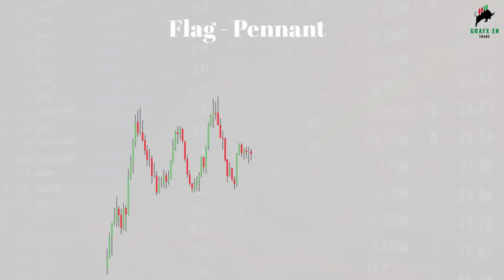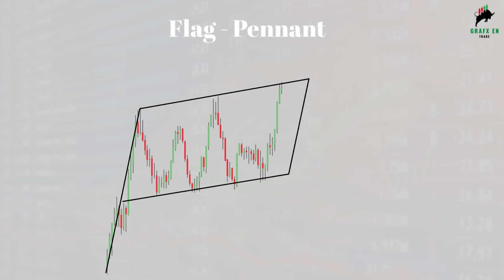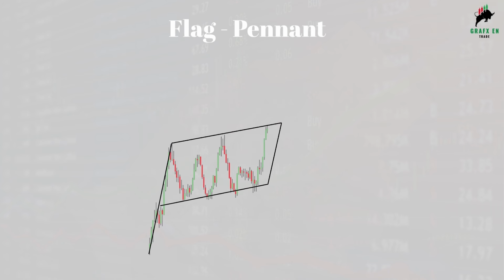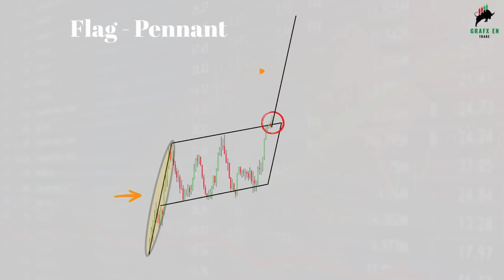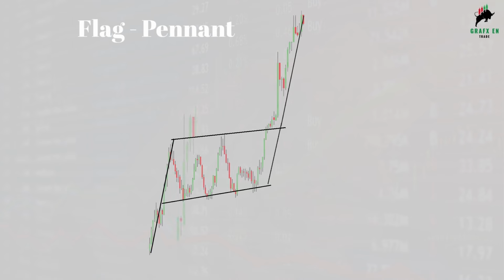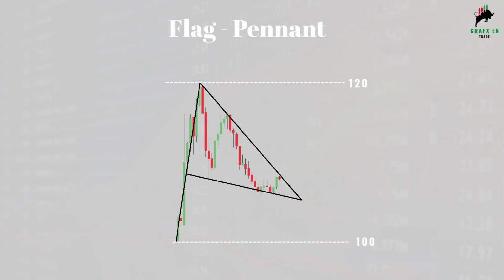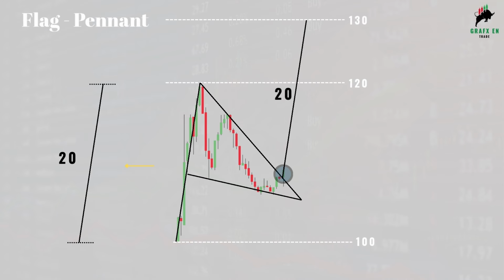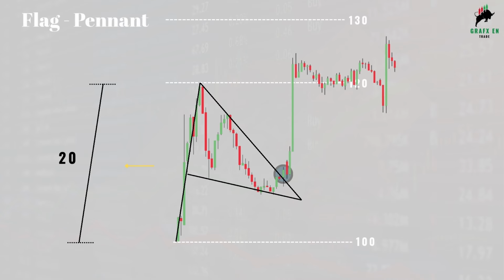One of the most important features of flag and pennant formations is that they help forecast target prices. To set a target, the height of the pole is measured and added to the breakout point. This means a new move equal to the pole's length is expected. For example, if the price rises sharply from 100 to 120, the pole is 20 units high. Add roughly 20 to the breakout point of the flag or pennant to determine the new target.